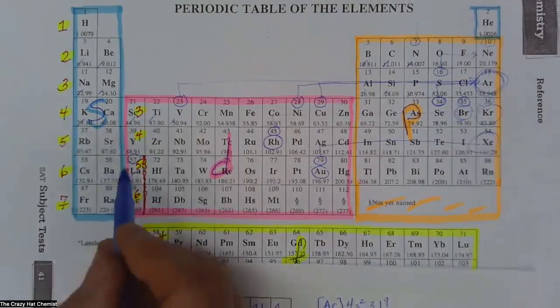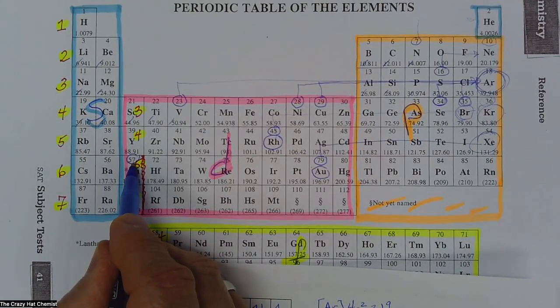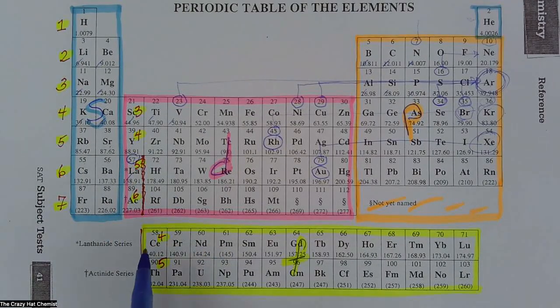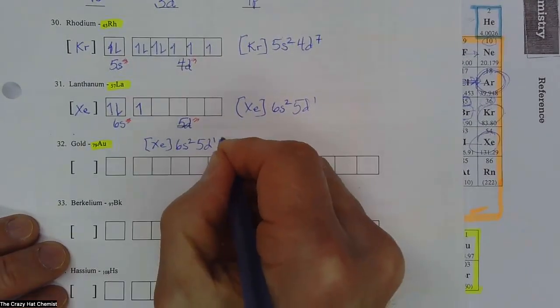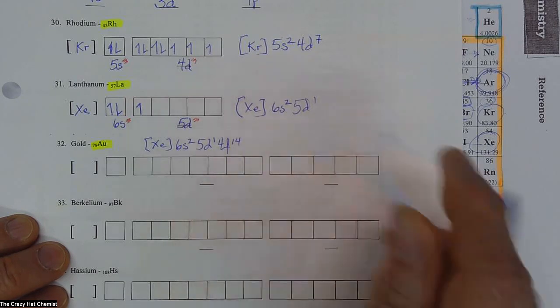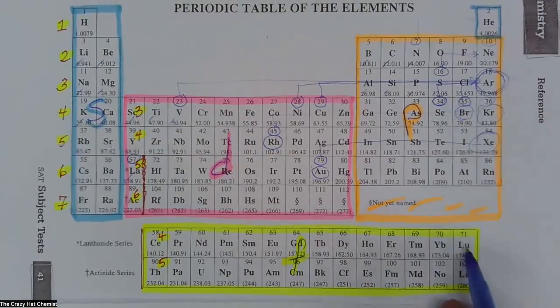How we do this is we only count one number at a time. The next number is 58, so I'm going to have to come way down over here, and this is going to be a 4F. 1, 2, 3, 4, 5, 6, 7, 8, 9, 10, 11, 12, 13, 14. So that's 4F14. Now, that only gets me up to 71.